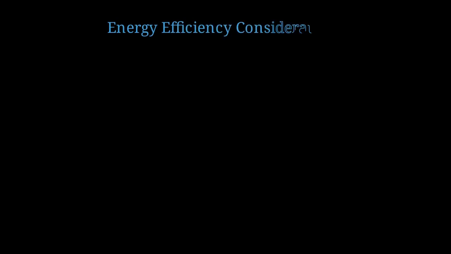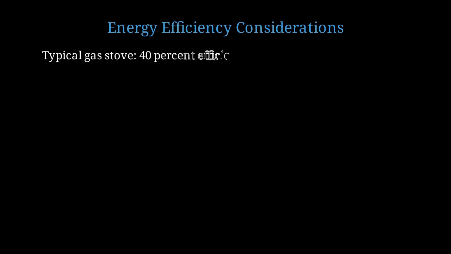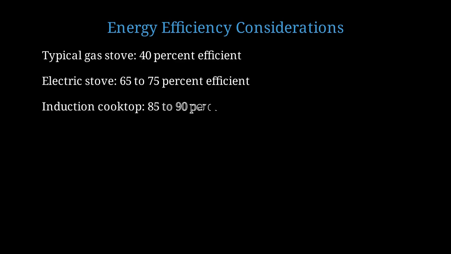From a practical standpoint, let's talk about energy efficiency. How much of the stove's energy actually goes into cooking? A typical gas stove is only about 40% efficient. 60% of the energy escapes as waste heat. Electric stoves are more efficient at 65 to 75%. Induction cooktops are the most efficient at 85 to 90% because they heat the pot directly through electromagnetic induction. Here's a simple tip. Using a lid traps heat and reduces evaporation, improving efficiency by 20 to 30%.